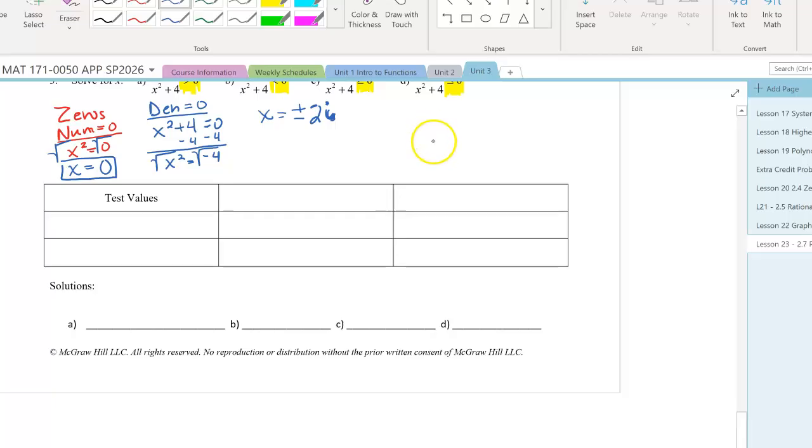So let's just say that there are no real x values that make the denominator equal to 0. I don't know why my pen isn't writing, guys, I'm sorry. So the only number we're going to put on our number line here is 0.